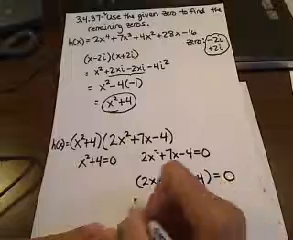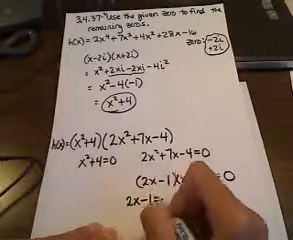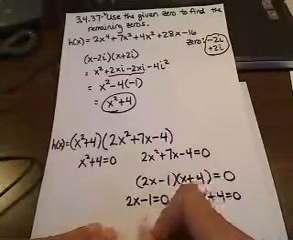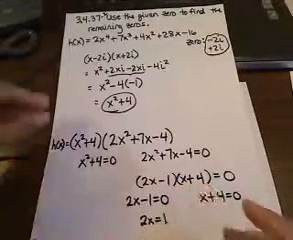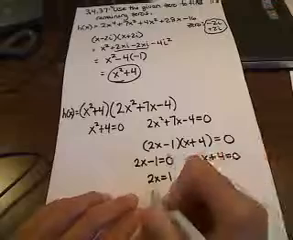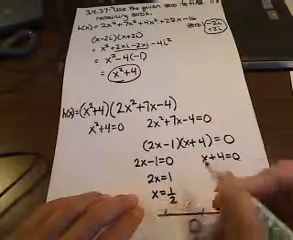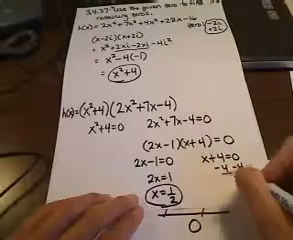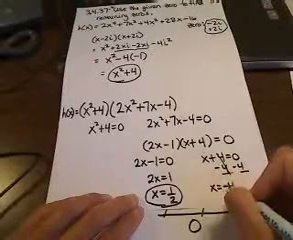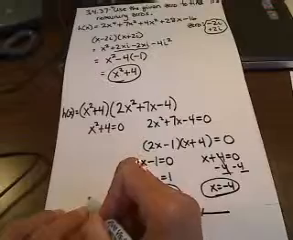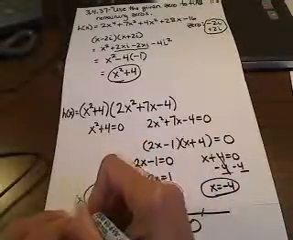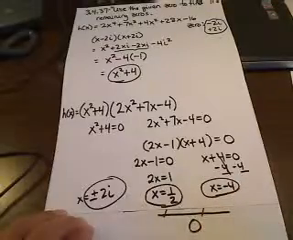Okay, so if I set both of these separately to 0 and then solve, add the 1, so I get 2x equals 1, and then divide by 2, so x is 1/2. That's another 0. Subtract the 4, and x equals negative 4. Okay, so we have 4 zeros in this problem. The plus or minus 2i, the 1/2, and the negative 4.